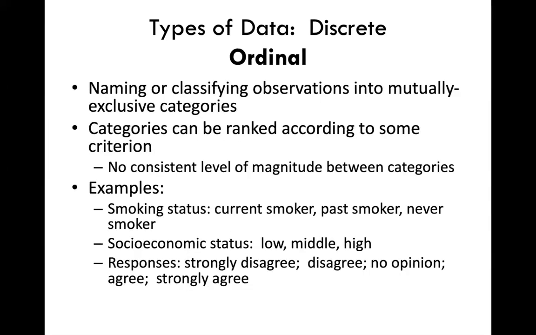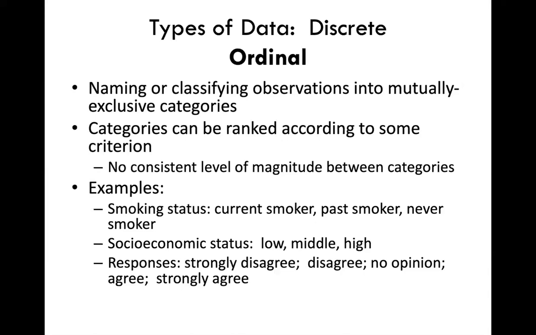There are also what we call ordinal data. And in contrast to nominal data, there is actually an order to these variables. So you need to be cognizant of that when you're doing your analysis. So the categories can be ranked, are ranked according to some criterion. They don't necessarily have to have a consistent level of magnitude between the categories, but they still have some kind of underlying order to them.